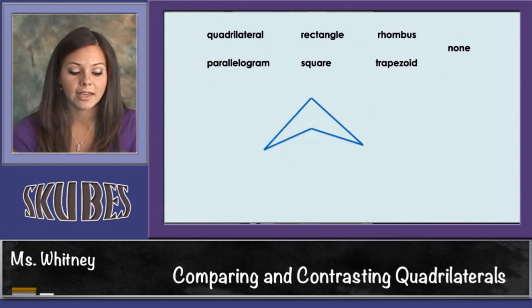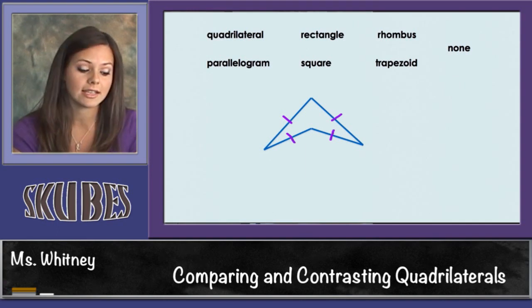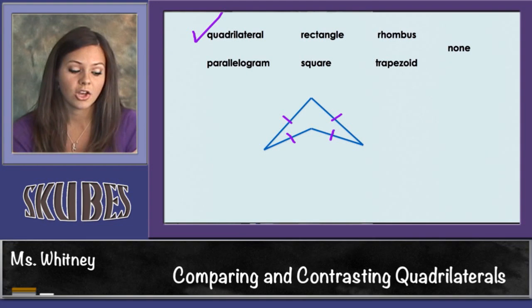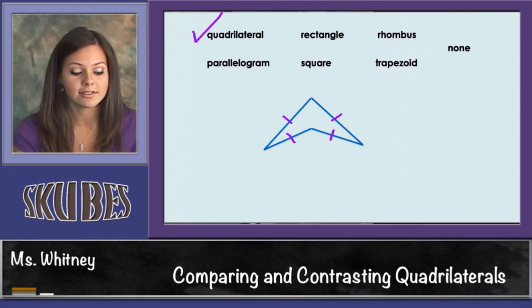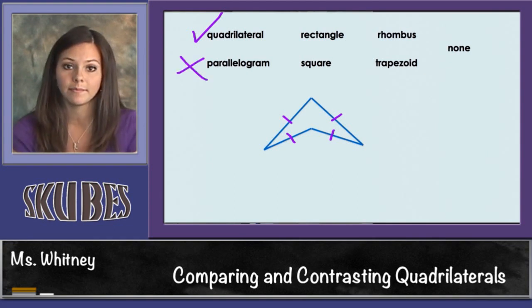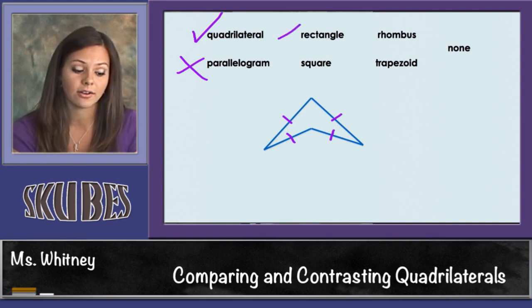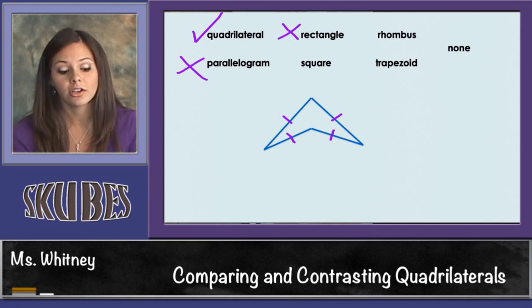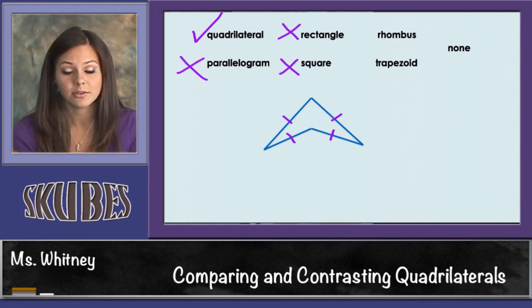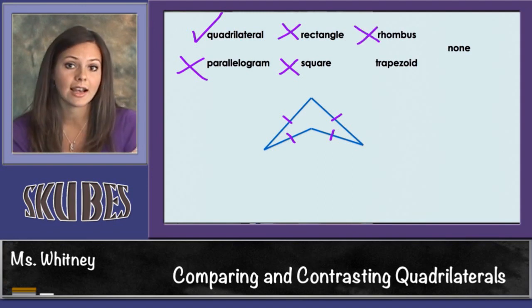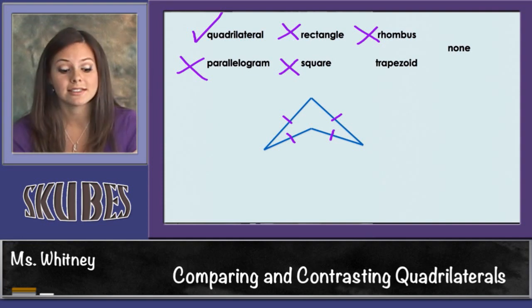In this figure, we count 1, 2, 3, 4 sides. It is a quadrilateral. We do not have 2 sets of parallel sides, so it is not a parallelogram. We don't have 4 right angles, so it's not a rectangle. We do not have 4 congruent sides or 4 right angles, so it is not a square. It's not a rhombus because it does not have those 4 congruent sides. And it is not a trapezoid because it does not have one pair of parallel sides.